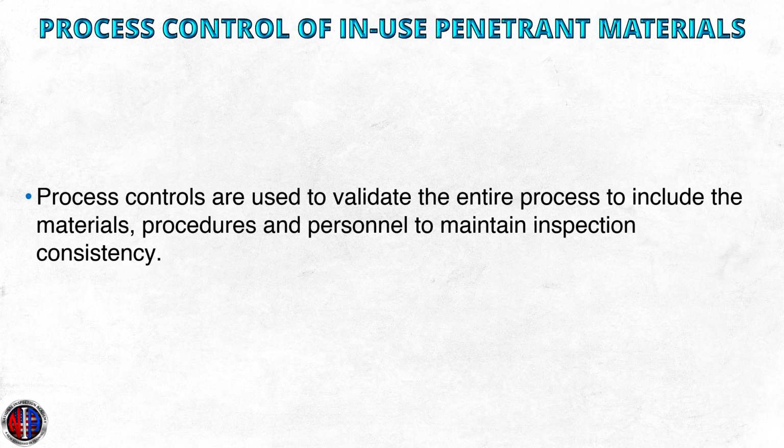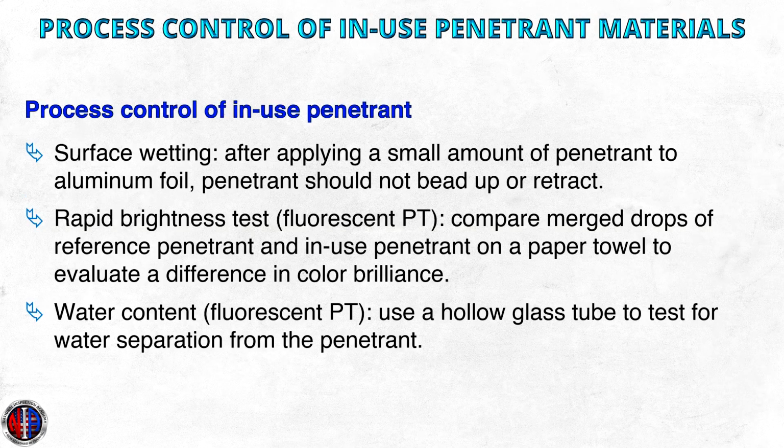Process control of in-use penetrant materials. Process controls are used to validate the entire process to include the materials, procedures, and personnel to maintain inspection consistency. Process control of in-use penetrant. Surface wetting. After applying a small amount of penetrant to aluminum foil, penetrant should not bead up or retract.